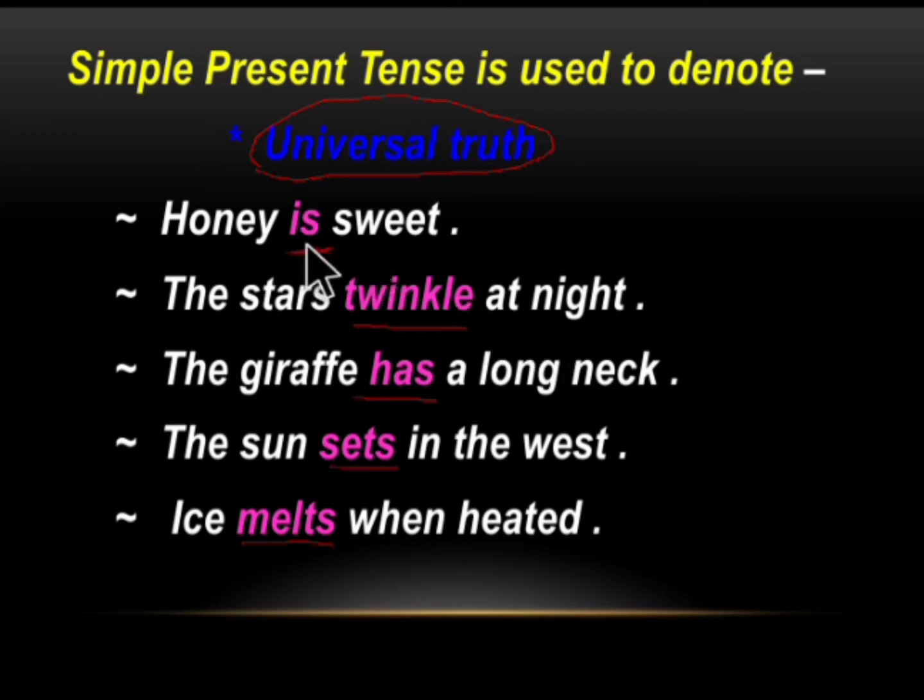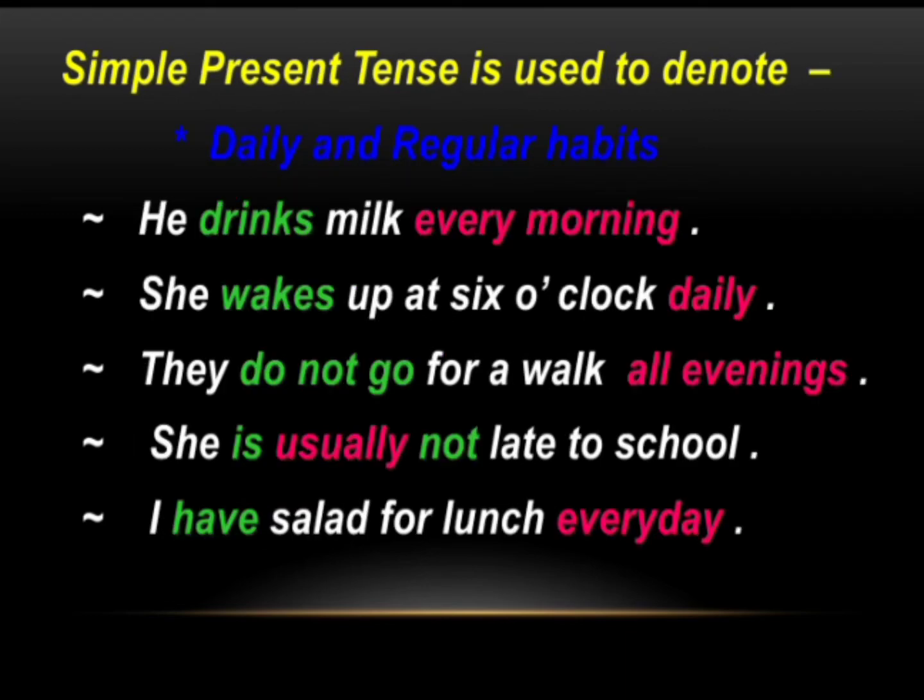Here, is is an auxiliary verb, but it is used as a main verb, and has is also an auxiliary verb, and this is also used as a main verb. So the auxiliary verbs are used as main verbs in simple present tense, and simple present tense is used to denote universal truth. The next one: simple present tense is used to denote daily and regular habits.